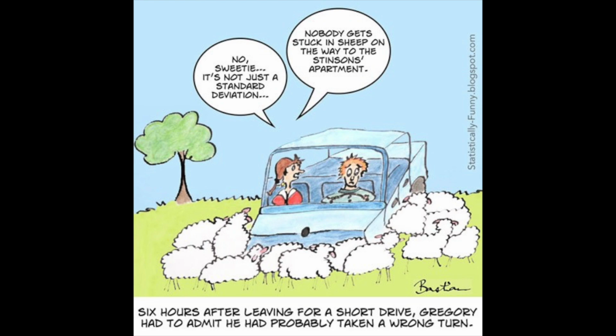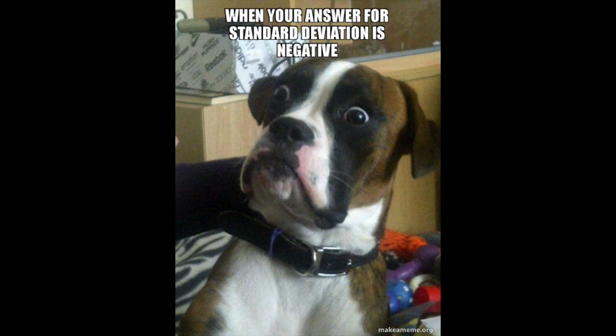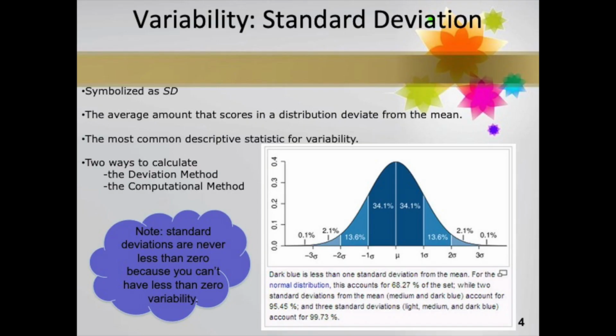But what you need to know from this screen is the note there that says standard deviations are never less than 0, because you can't have less than 0 variability. It's important that you understand two things about that note. The first is that if you do a standard deviation calculation and get a negative number, you have done your calculation wrong. It is impossible to get a negative number. The other thing you should note is the idea that you can't have less than 0 variability. If you can understand the reason behind that, it's going to help you understand a lot of the content in this course.